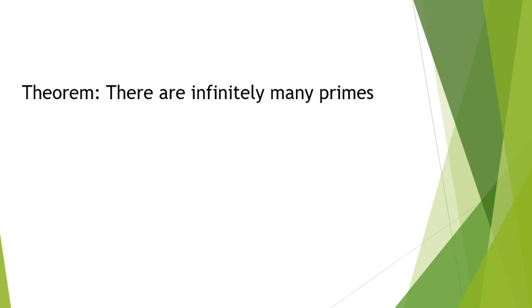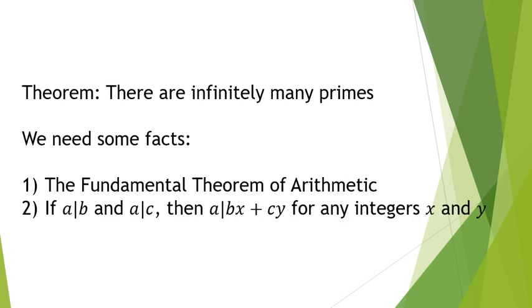And we're going to need to keep a couple facts in mind as we go through this. I give them numbers because we're going to reference the numbers as we go through the proof. We need the fundamental theorem of arithmetic, which we talked about a couple videos back. And then going back to the beginning of chapter 2, we said that if A divides B and A divides C, then A divides Bx plus Cy for any integers x and y. We're going to need to use these two facts in the proof of this theorem.